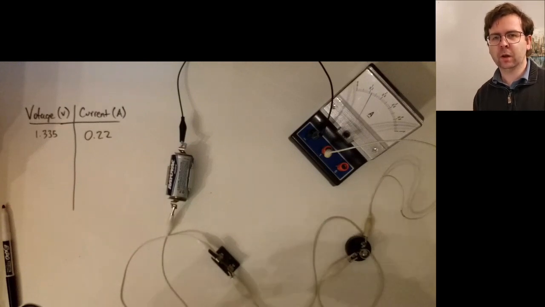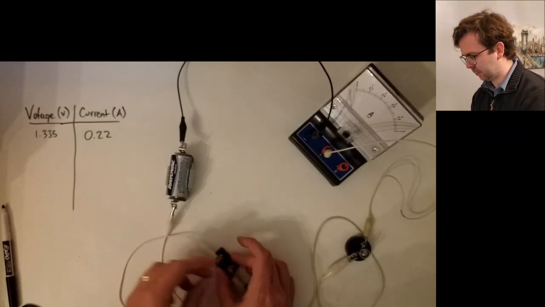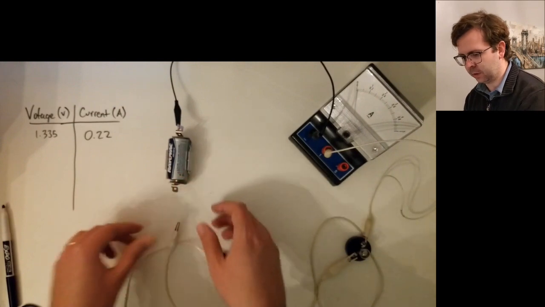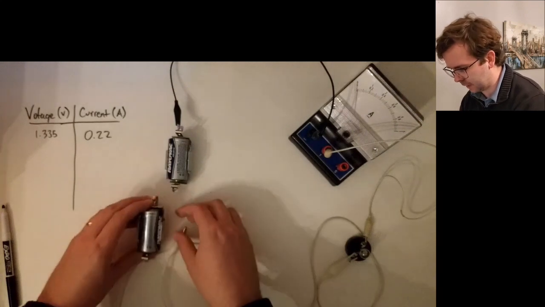So to find the relationship, I need to change one of my variables here and see how it affects the other one. So I'm going to be manipulating the voltage. I'm going to up the voltage here. I'm going to turn my switch off. I'm going to disconnect this here. And I'm going to step up the voltage by adding an additional battery to my circuit.